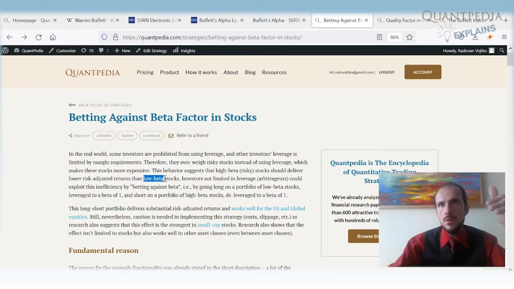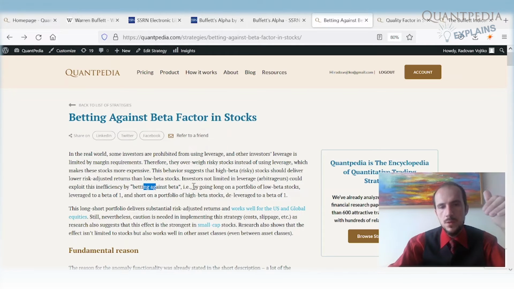So they are highly risky stocks like the tech stocks or leverage stocks. And what are the low beta stocks? Low beta stocks are defensive stocks that have lower performance when the market is going up, but also lower drawdown when the market is going down. Investors that are not limited in leverage can exploit this inefficiency by betting against beta.